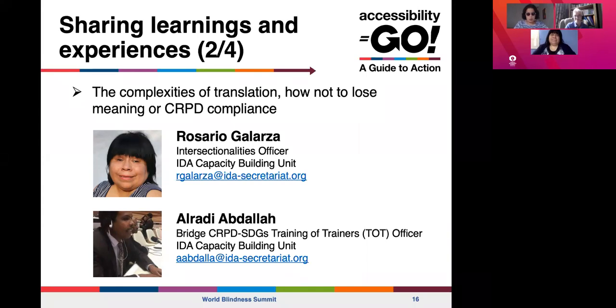used in the Arab region, and to have different perspectives from different people who speak Arabic and at the same time have the background. They are all British alumni, so they went through this training and they know a lot about how the CRPD language can be used in different contexts.